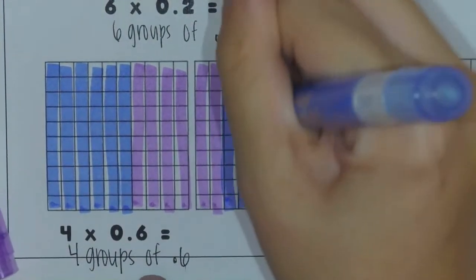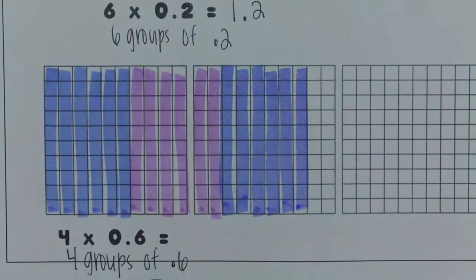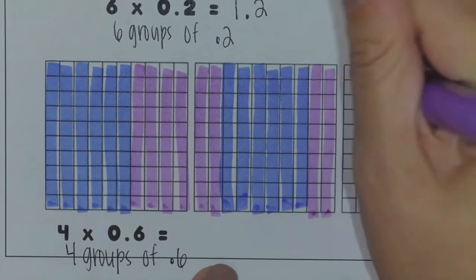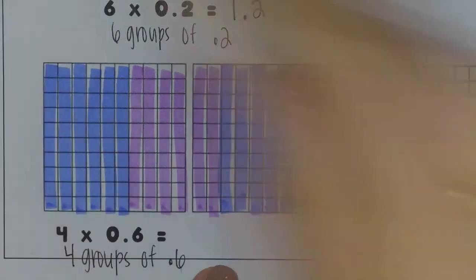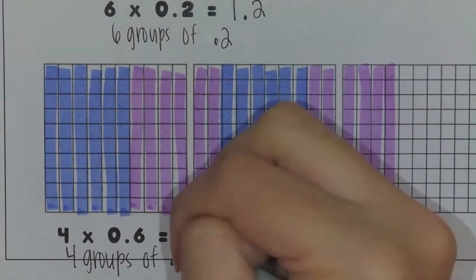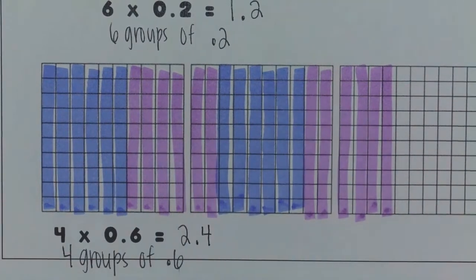1, 2, 3, 4, 5, 6. 3 groups. 1, 2, 3, 4, 5, 6. 4 groups. So I see that I have 1, 2 wholes and 4 tenths. So 4 times 6 tenths gives me 2 and 4 tenths.